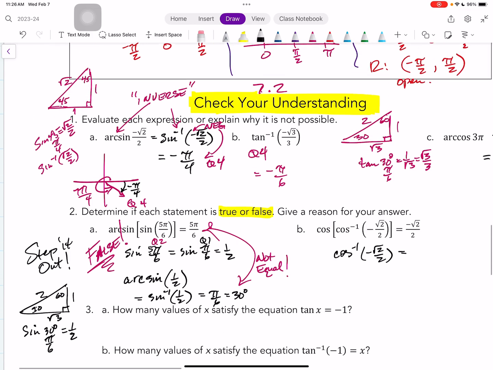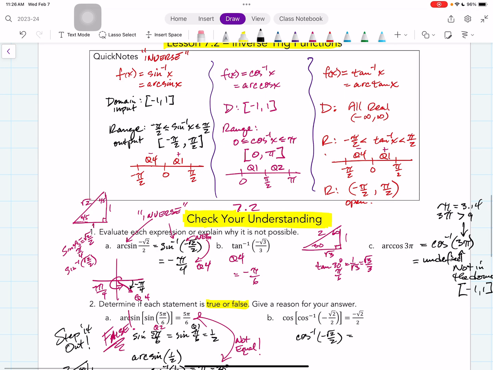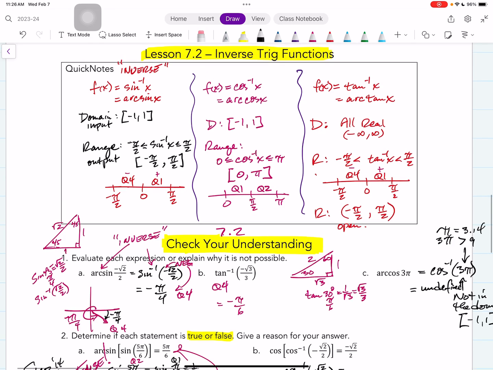Well, let's go back up to the top. Look in the middle in the learning targets here. The range for the inverse function has to be between 0 and pi, which means the inverse cosine of negative rad 2 over 2 has to give us an angle in either quadrants 1 or 2. And because negative rad 2 over 2 is negative, it's got to be in quadrant 2.